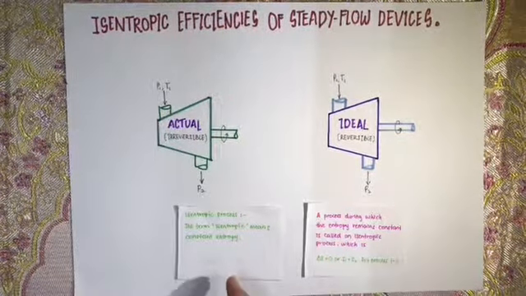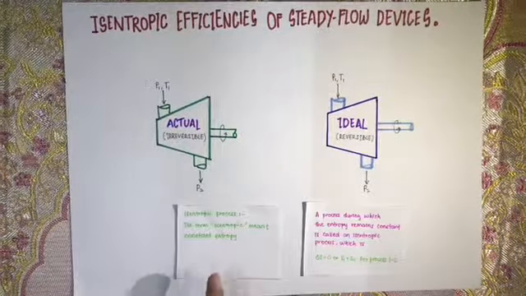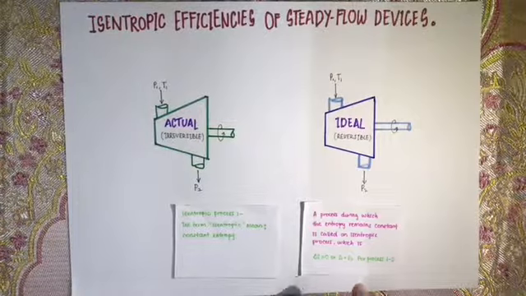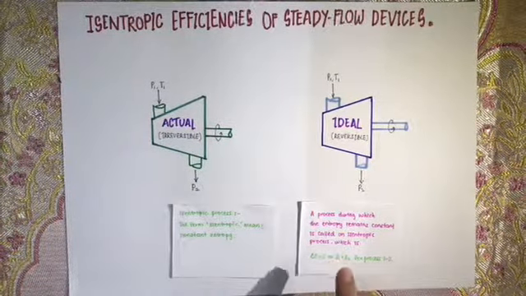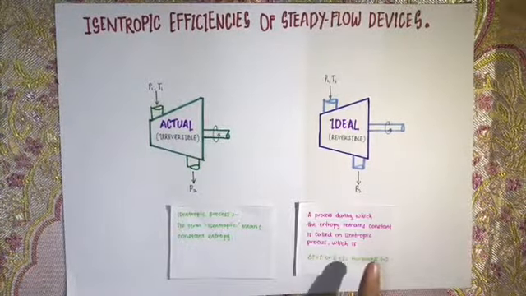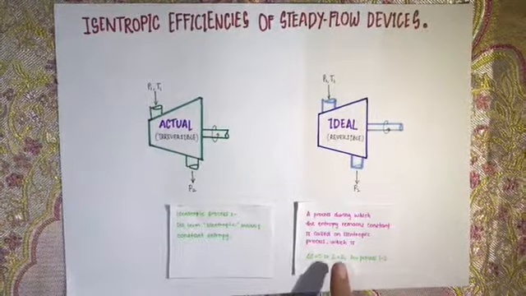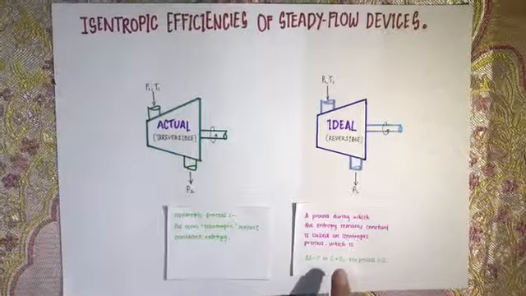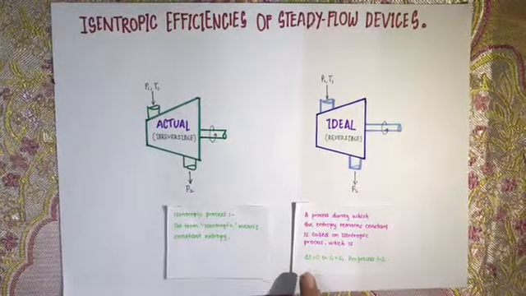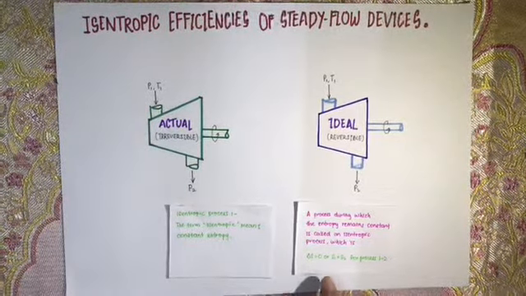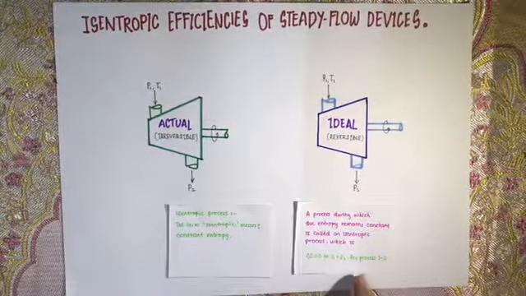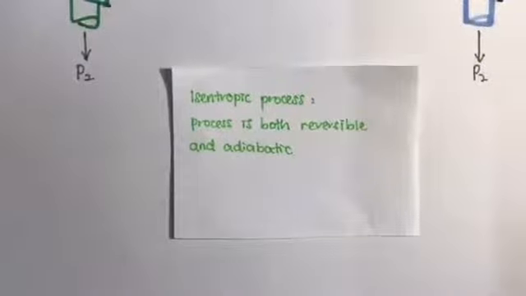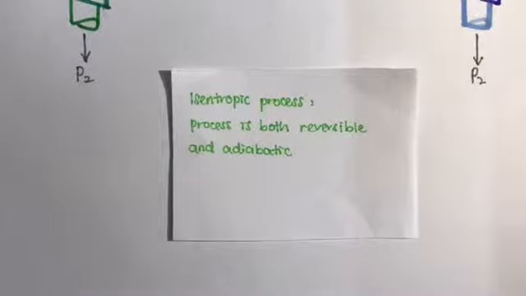The term isentropic means constant entropy. A process during which the entropy remains constant is called an isentropic process, which is delta S equal to 0, or S1 equal to S2 for process 1 to 2. An isentropic process is also a process that is both reversible and adiabatic.